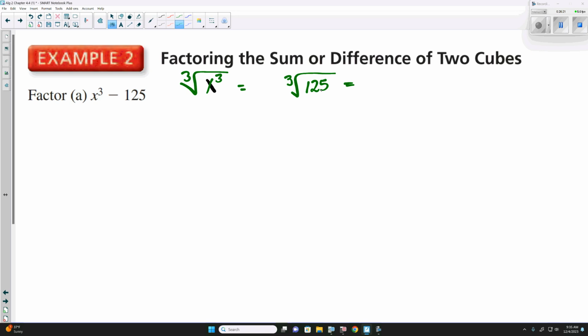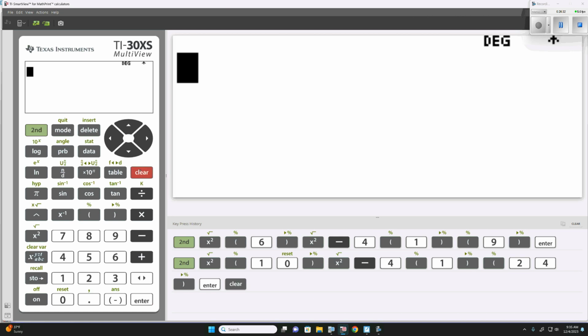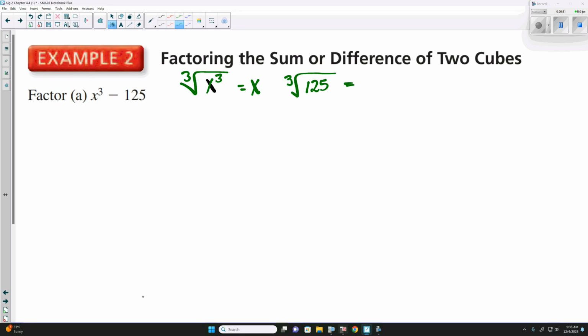Well, can we take the cube root of x to the third? Yes, it's just x. Cube root of 125. If we don't know that off the top of our head, that is fine. We can type it into the calculator. 3 second caret, because it's our x radical, because we need to take the cube root, and we can type in 125, and it is 5. So what that tells us is that this is a difference of perfect cubes, because x cubed is a perfect cube, 125 is a perfect cube.